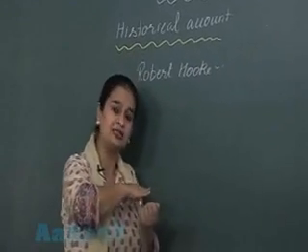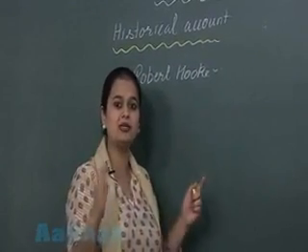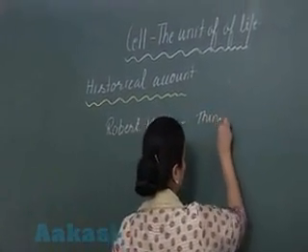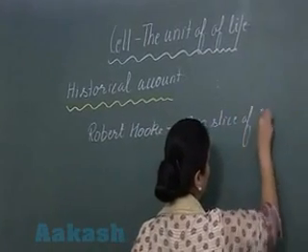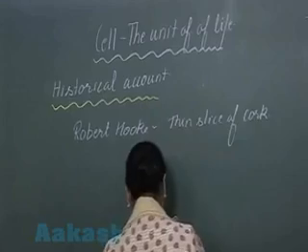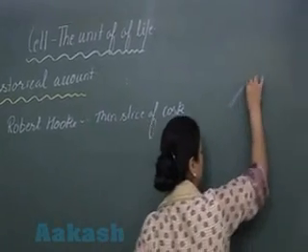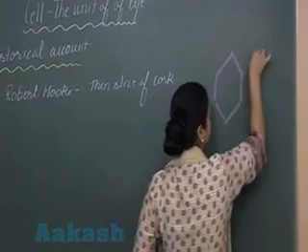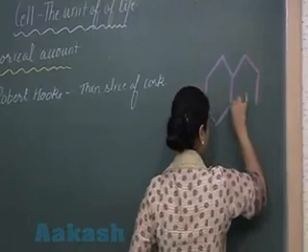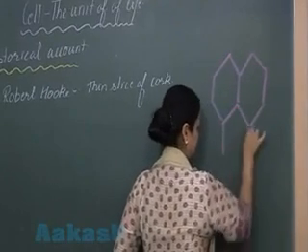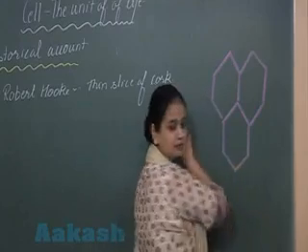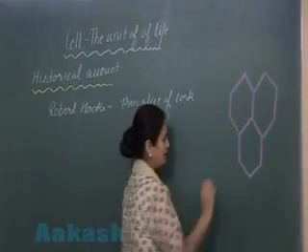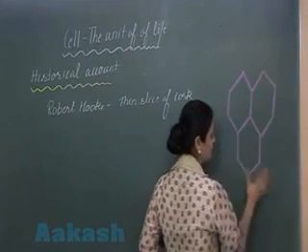Robert Hooke cut a thin slice of cork and observed this slice under his own designed microscope. So he observed a thin slice of cork, and in the thin slice of cork he examined this type of structure. Yes, so he observed this type of structure in the thin slice of cork. This structure is a honeycomb-like structure.